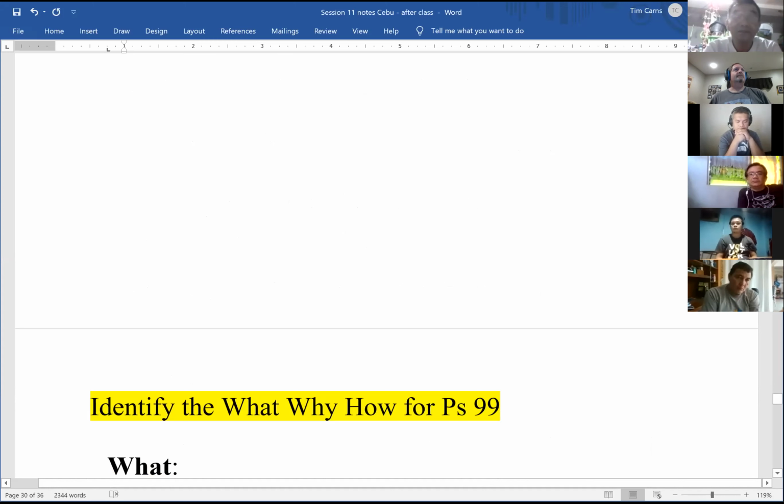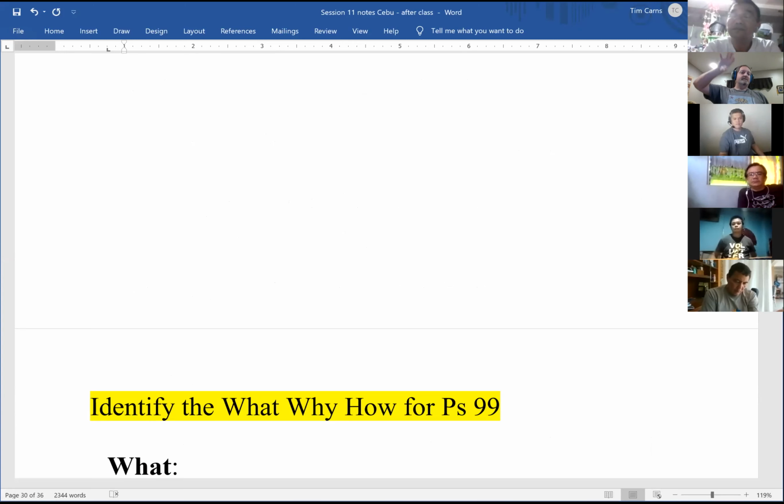The what, why, how. Very much the same as when we did it for the epistles. Except with the epistle, the how was the paragraphs. Or, remember, within the paragraph we had a block diagram and it identified those points. That was the how, the outline of that passage. In a poem, the outline is found from the stanzas. So let's do this for Psalm 99.